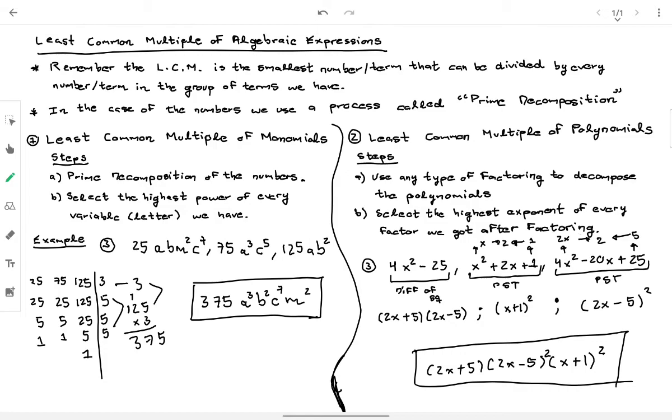So it's kind of easy. It's only remembering factoring cases. We factorize every polynomial, and then we write every factor we have and select the highest exponent of every factor. So that will be it for the least common multiple of algebraic expressions, of both monomials and polynomials.